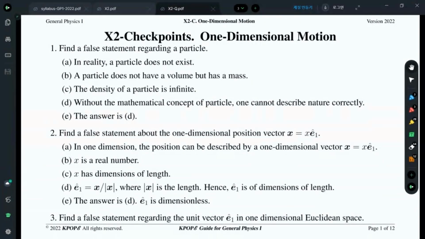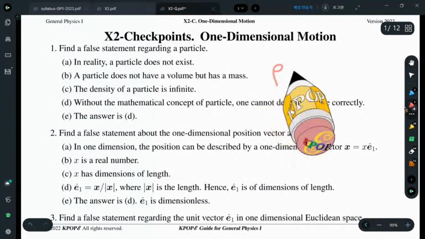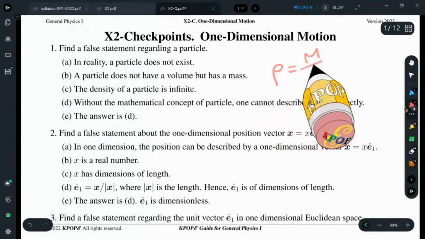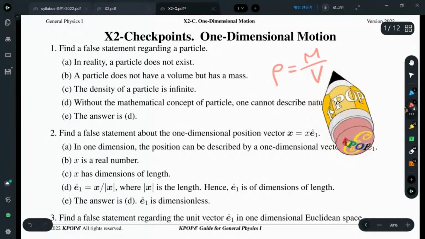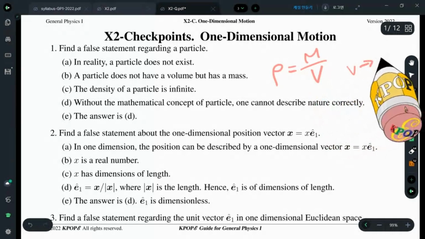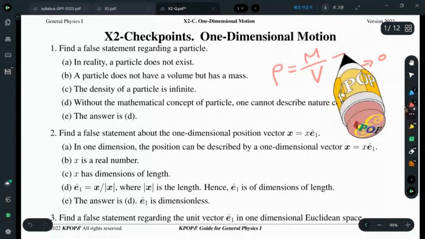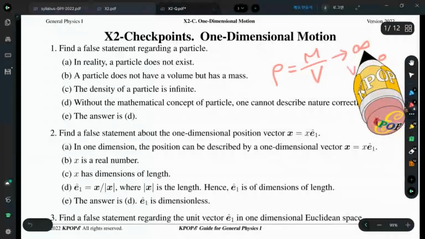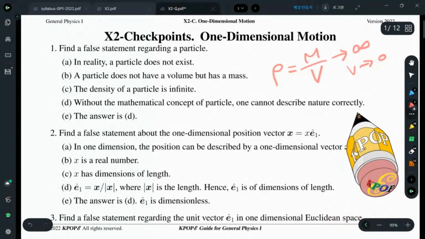Sure. The density of a particle is infinite because the density rho is mass divided by volume, and a particle does not have volume. The volume approaches zero, so density must be infinite. Without the mathematical concept of a particle, one cannot describe nature correctly. Absolutely wrong. The particle is a convenient mathematical tool, but it does not exist at all.